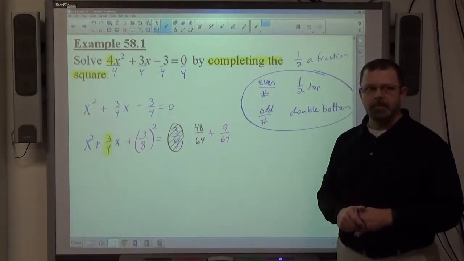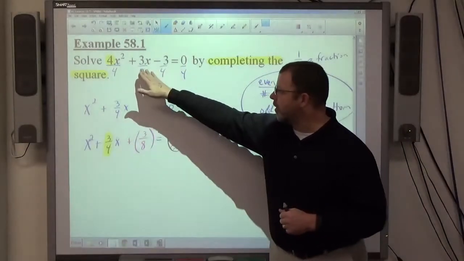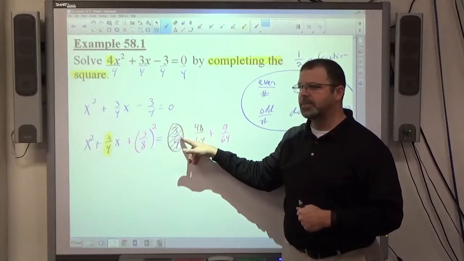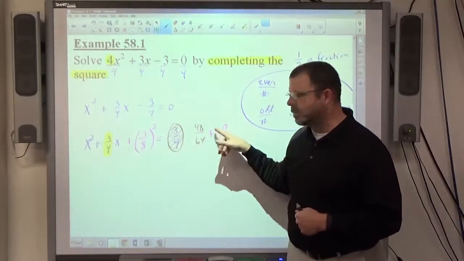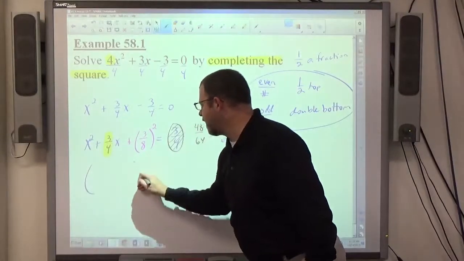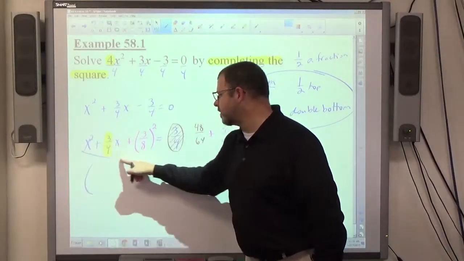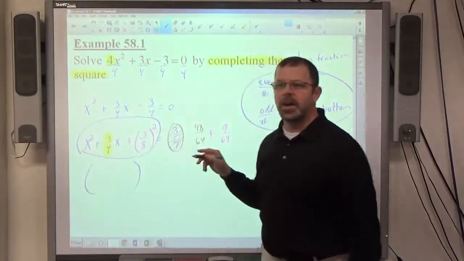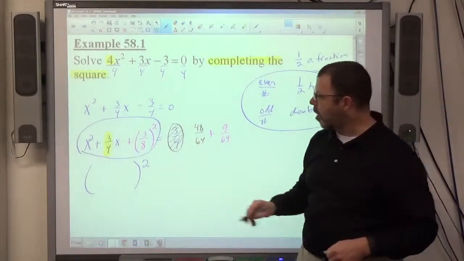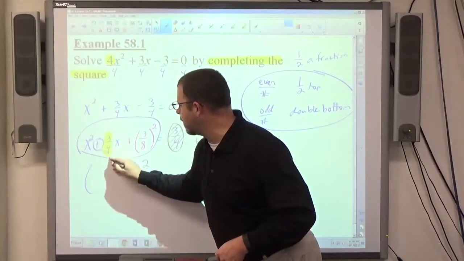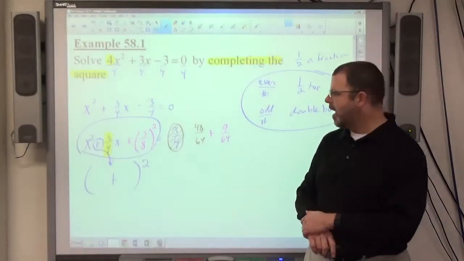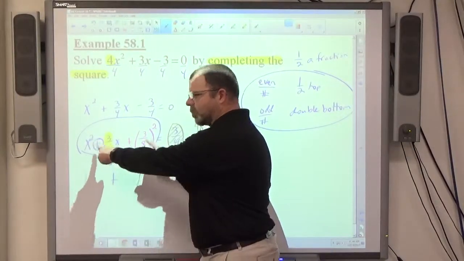So, descending order equals 0. Divide everything by the lead coefficient. Get the constant isolated. Complete the square. Create a common denominator. Then we're going to factor this. This side here, the x squared side, is always going to be a binomial squared. It's always going to have whatever sign the middle term is in the middle. So it's positive 3/4, so I put a plus. And it's simply the square root of these two perfect squares.